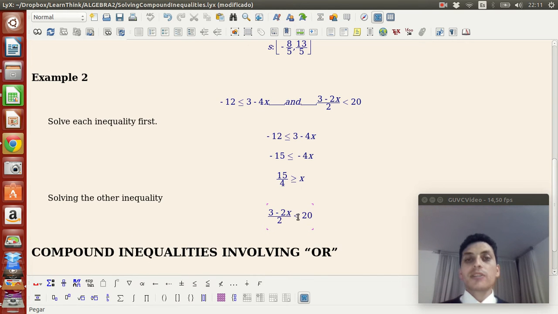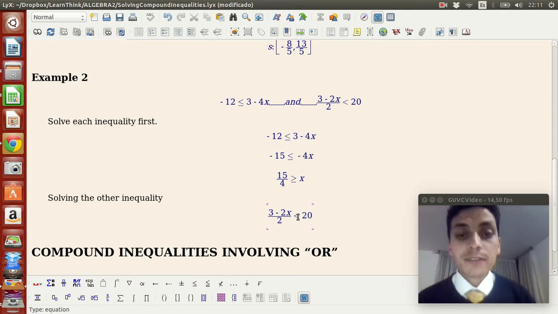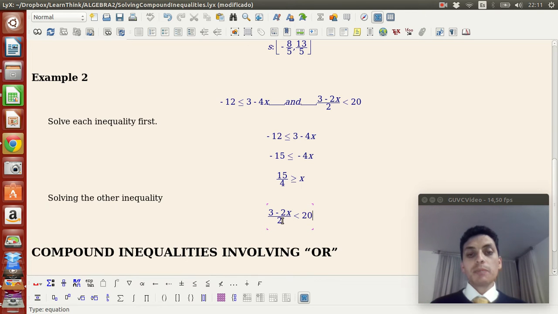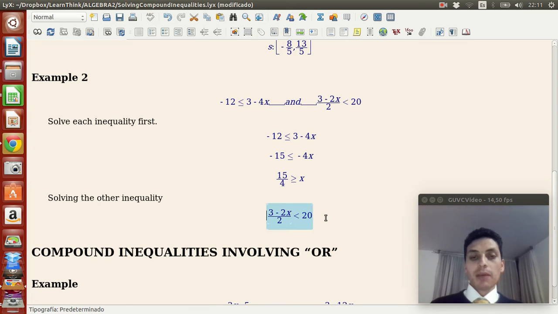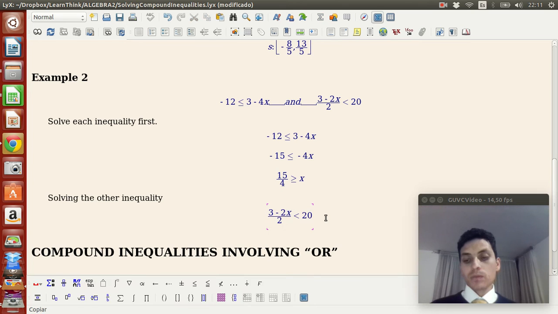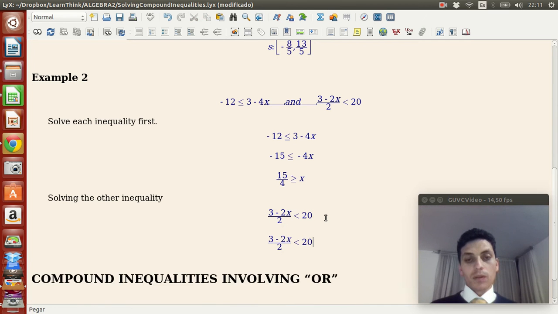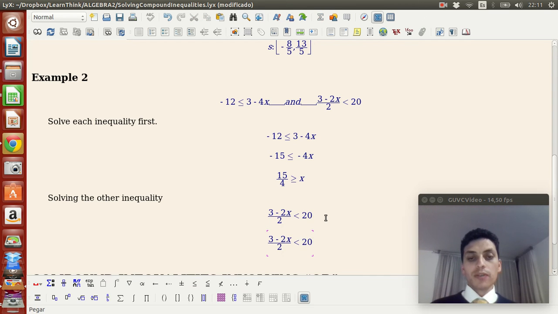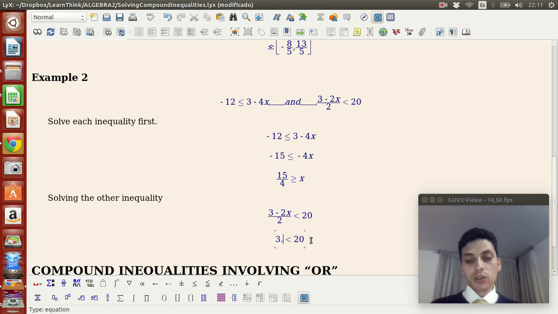We're going to solve the other inequality. First we have to multiply by 2 each side of the inequality. If I multiply by 2, I will simplify denominators. I just have 3 minus 2x. And 2 times 20 is 40.